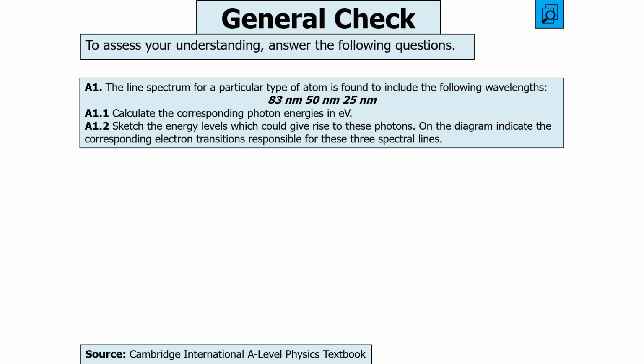The next question says, the line spectrum for a particular type of atom is found to include the following wavelengths: 83 nanometers, 50 nanometers, 25 nanometers. For each one, calculate the corresponding photon energies in eV, and then sketch the energy level diagrams which could give rise to these photons. On the diagrams, indicate the corresponding electron transitions responsible for these three spectral lines. So pause the video now, then unpause the video when you want to go through your answers.